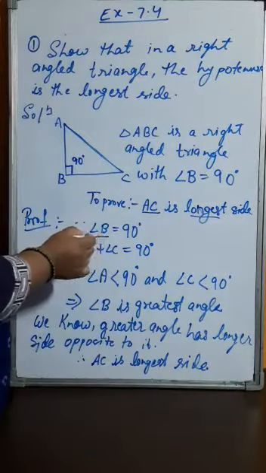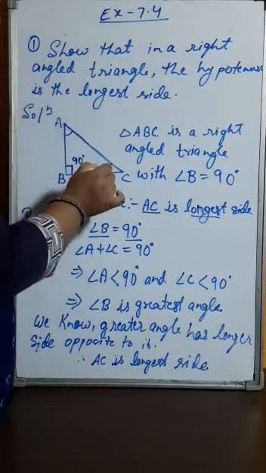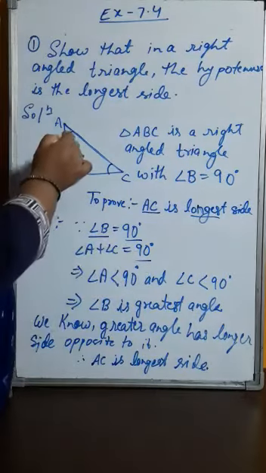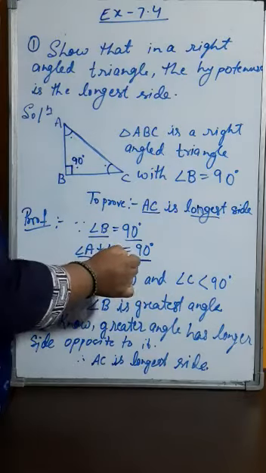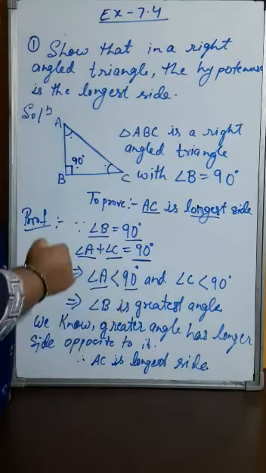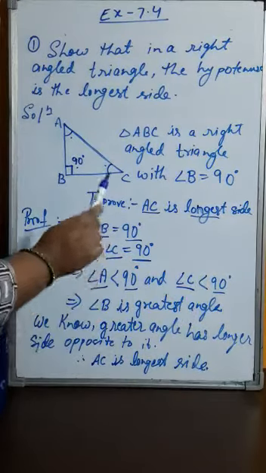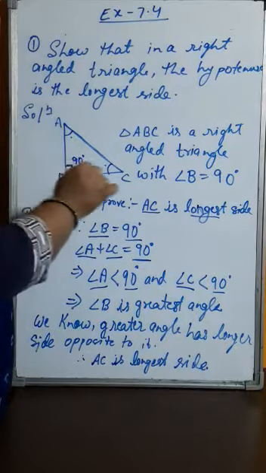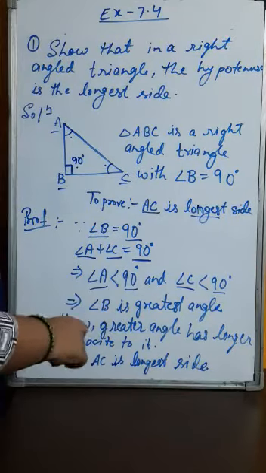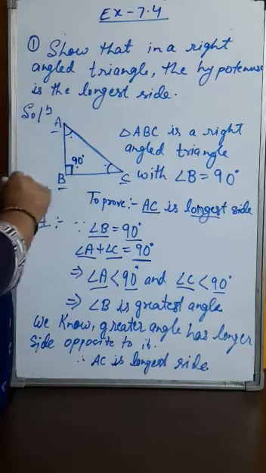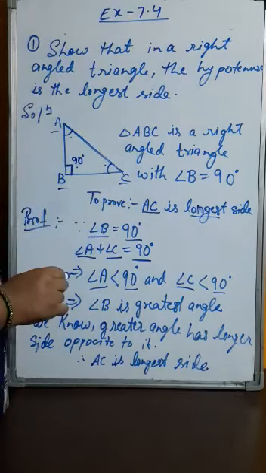You can see here angle B is 90 degrees. If angle B alone is 90 degrees, then definitely the sum of A plus C should be 90 degrees. Then only the sum of all three angles will be 180 degrees. If A plus C is 90 degrees, then definitely angle A is less than 90 degrees and angle C is also less than 90 degrees. This implies that angle B is the greatest angle of all three angles of triangle ABC. And we know that the greater angle has the longer side opposite to it. So since angle B is the greatest angle, the side opposite to angle B, which is AC, will be the longest side of the triangle.